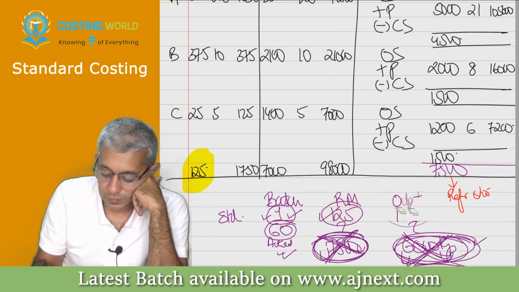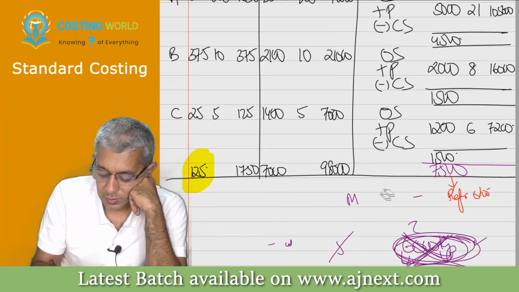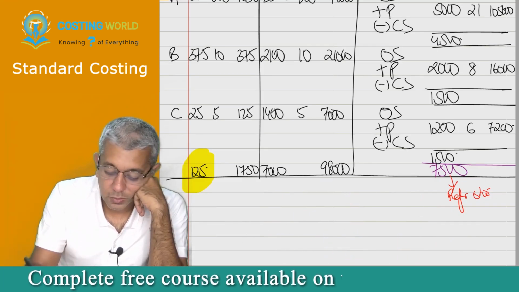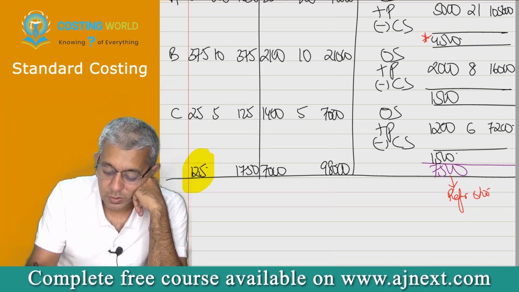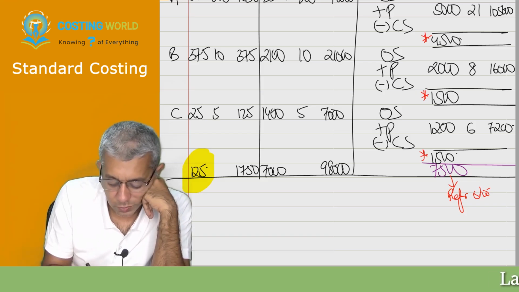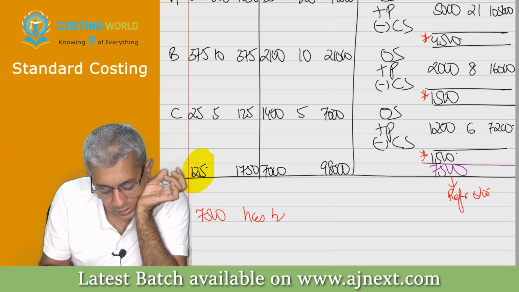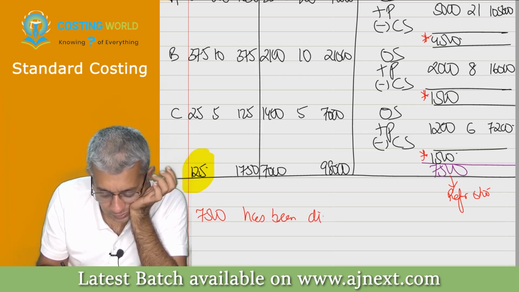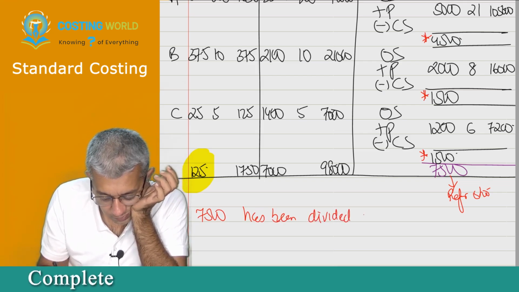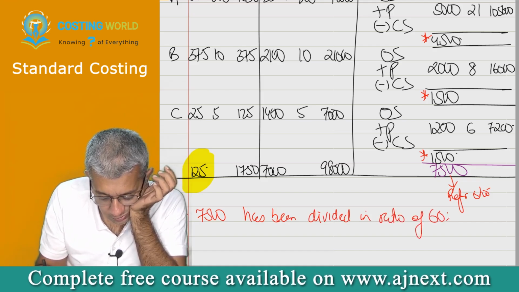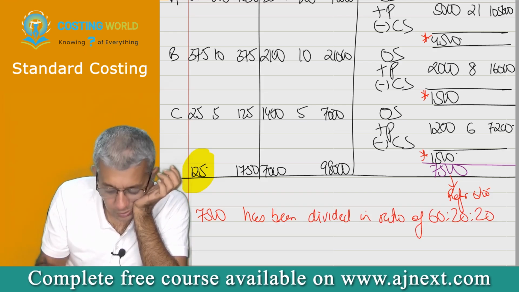Now listen, everybody is going to do one thing for me right now. Put an asterisk over here, over here, over here, over here. Write down: 7500 has been divided in the ratio of 60 is to 20 is to 20.